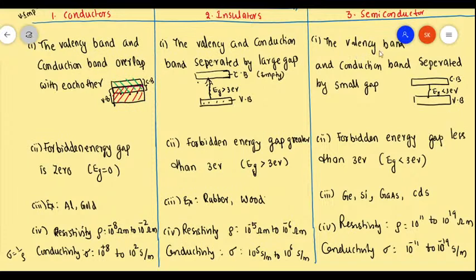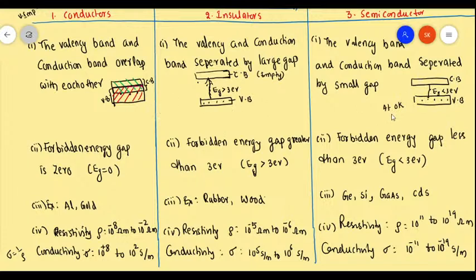But here the valency band and conduction band are separated with a small gap, that energy gap is less than 3 electron volts. If a little bit of energy is given, for example at room temperature, it will conduct. At 0 Kelvin the conduction band is empty, with no energy to jump the electrons from the valency band to the conduction band. At 0 Kelvin temperature the semiconductor will act as an insulator because there is no electron in the conduction band.